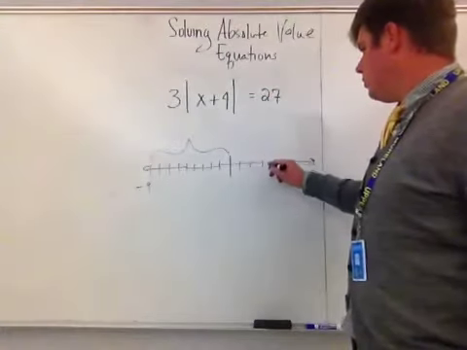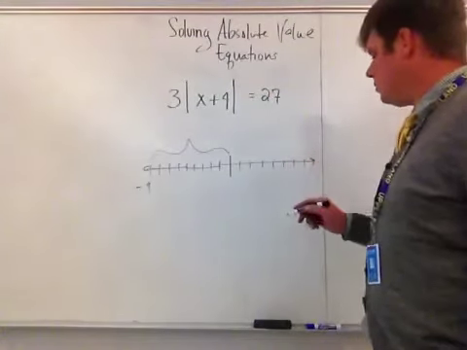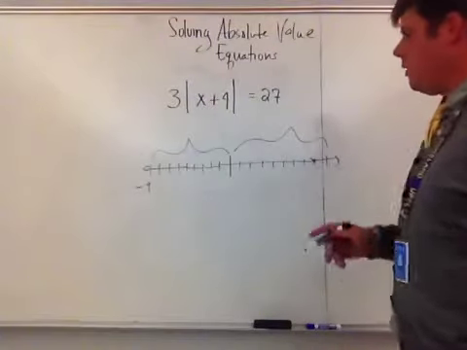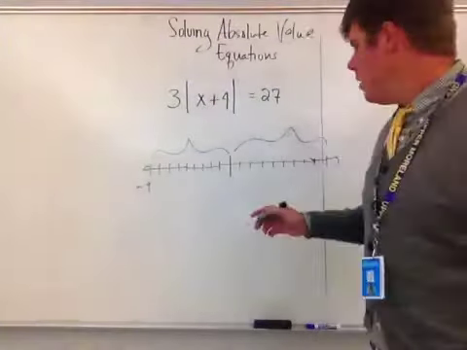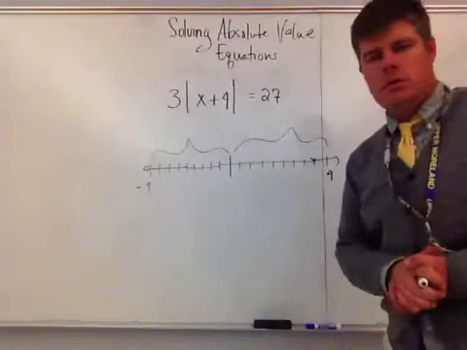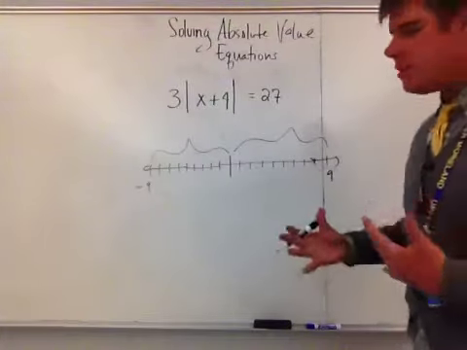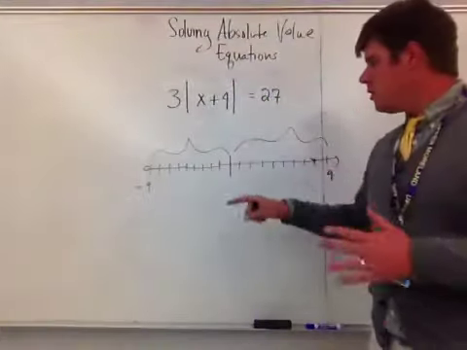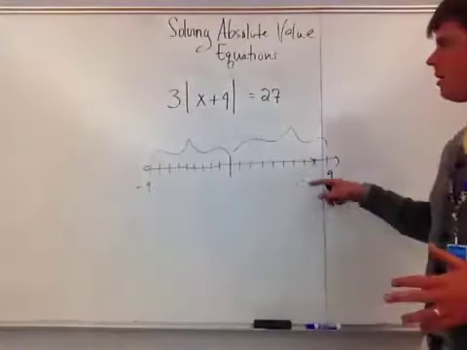And 1, 2, 3, 4, 5, 6, 7, 8, 9. And there's my other distance. Okay, they're equidistant. I didn't draw them very well. But this is positive 9. Okay? And the thing that I want to point out to you is that this value of x plus 4 must be equivalent to negative 9 or positive 9.